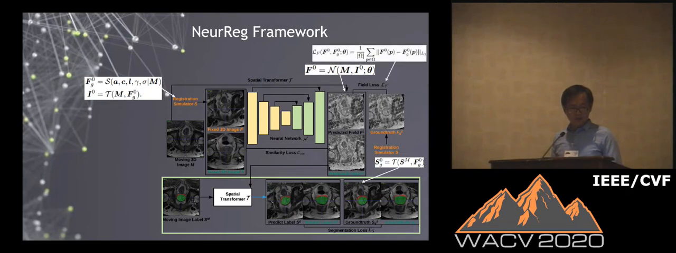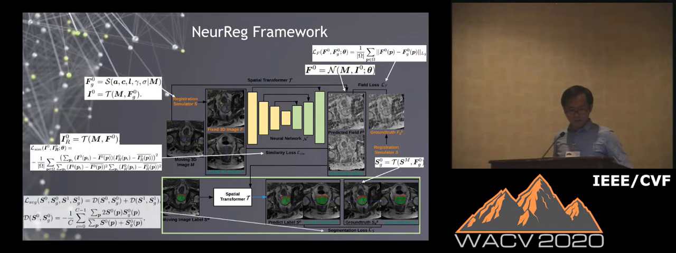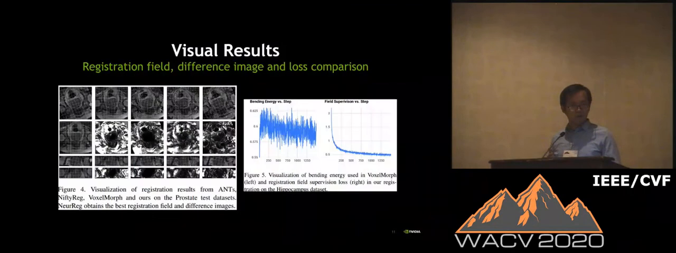We use a special transform network to calculate the reconstructed image. We can then define the similarity loss function for the appearance, and if we have the segmentation ground truth, we can construct the segmentation loss. We also design a residual block to improve the segmentation performance, and we use the transformed label as one feature to improve the segmentation. You can see our registration provides the best registration field, both from the registration field space and the difference image, and with the supervised loss it can be optimized smoothly and steadily.